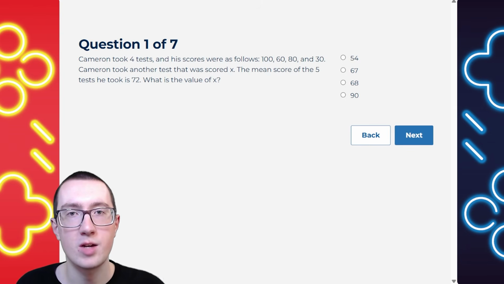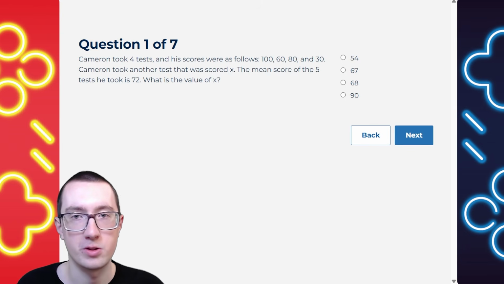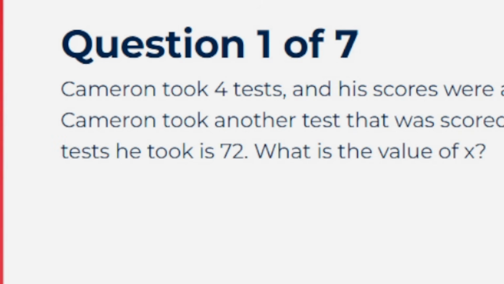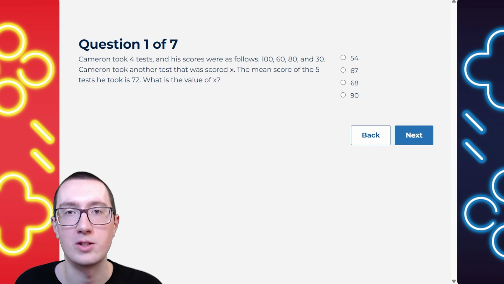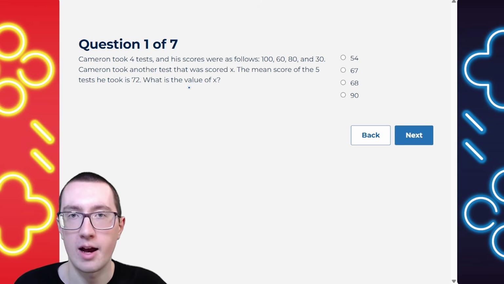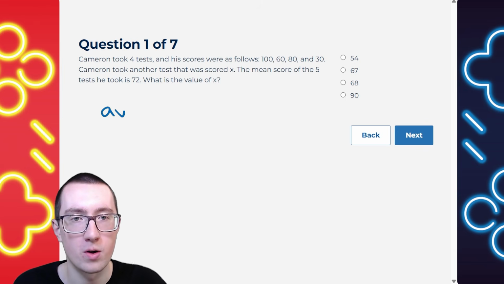Okay. So it says that Cameron took 4 tests, and those were his scores: 100, 60, 80, and 30. And then he took another test that was scored X, and it tells us the mean score. It says that out of the 5 tests, he got a mean score of 72. So we have to basically just find the missing test. So remember that a mean is basically just the same thing as an average. So the average score on these tests was 72.